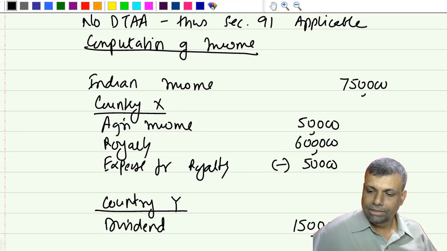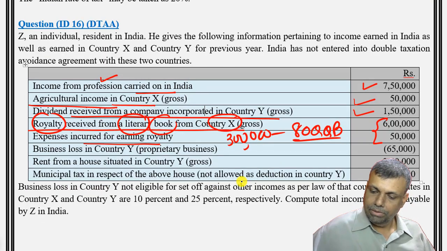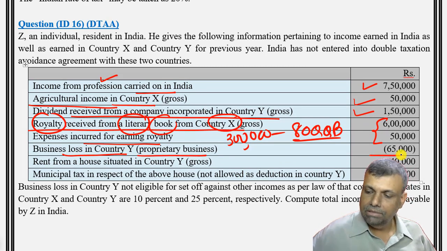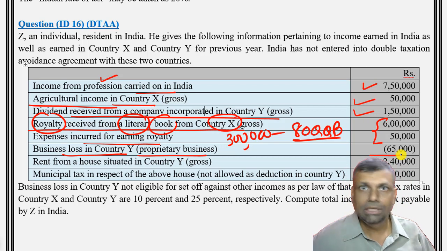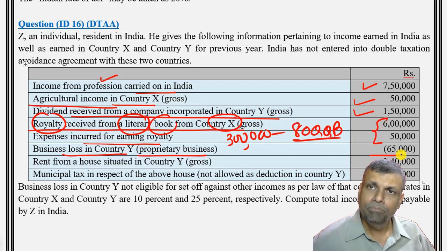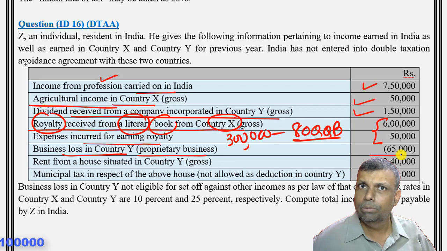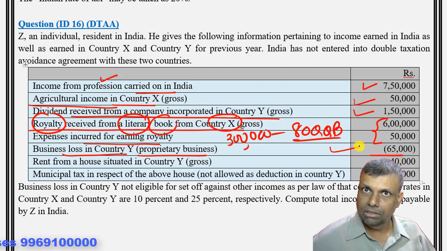Okay. This is one extra adjustment I've done. Now, business loss in country Y is 65,000. Under Indian law, we have the carry forward and set off of intrahead, interhead adjustments. Basically, it is a business loss from a foreign source. Anyway, the set off is permissible, because had it been income, income would have been taxable. Had it been a loss, loss will be eligible for set off. So, in India, you will get this particular set off.